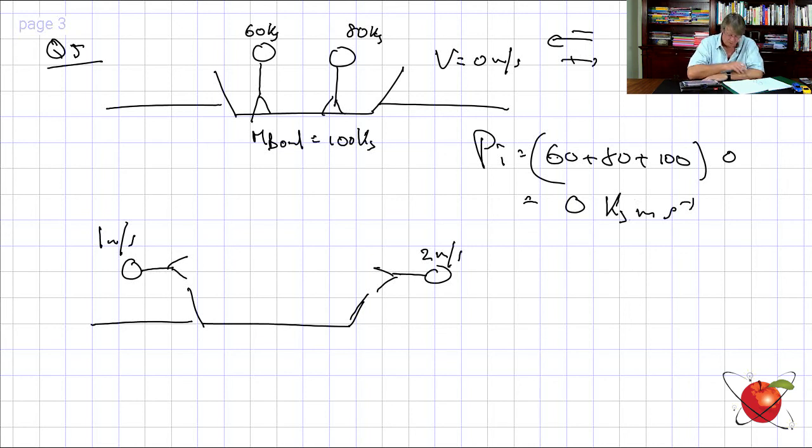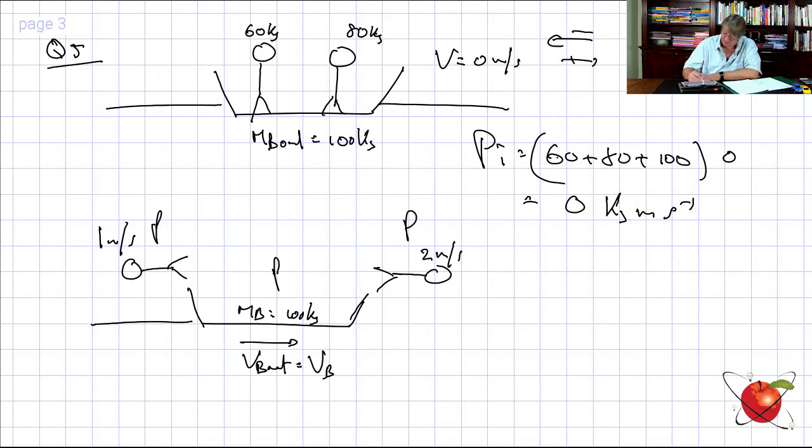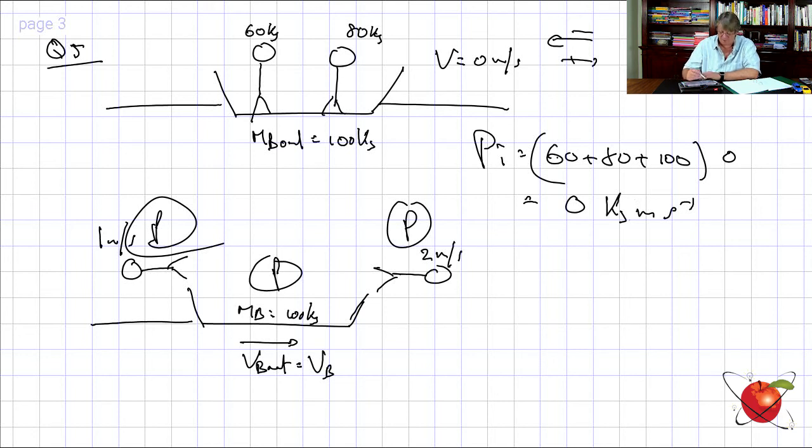Well, now what happens here? Let's assume the velocity of the boat is that way, VB. So the mass of the boat is equal to 100 kilograms. Now we've got 3 separate momentums that we have to work out: the momentum of this person, the momentum of the boat, and the momentum of the person who dived off the opposite way. So we go P final.